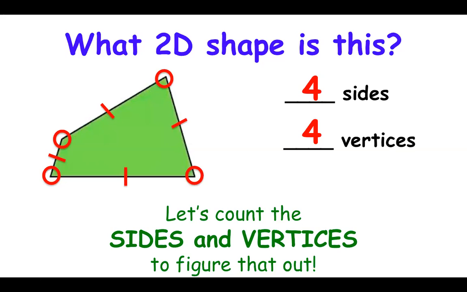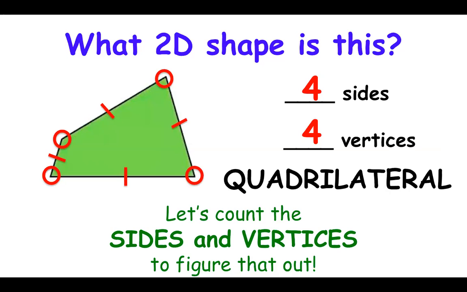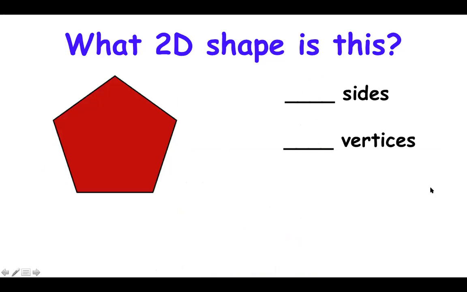Anytime that a shape has 4 sides and 4 vertices, no matter what it looks like, it is called a quadrilateral. Can you repeat that with me? Quadrilateral. This word quad stands for 4. It kind of sounds like the word cuatro in Spanish, which is also the number 4. So anytime a shape has 4 sides and 4 vertices, no matter what it looks like, it is called a quadrilateral.